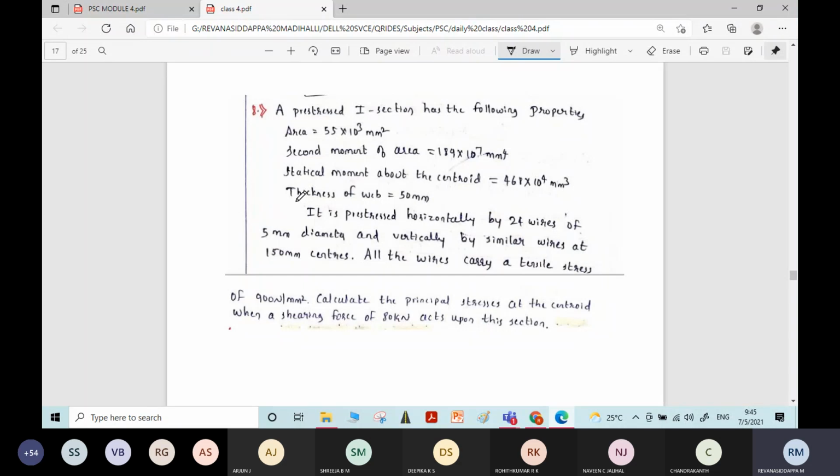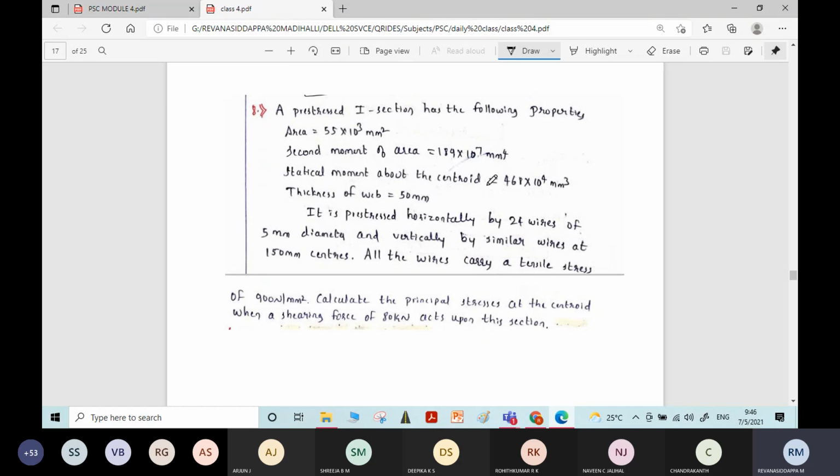A pre-stressed I section has the following properties. Area, total area of the I section is given, cross-sectional area. Second moment of area is given. What is the meaning of second moment of area? It is nothing but moment of inertia. Okay, moment of inertia. Then static moment about the centroid is given.